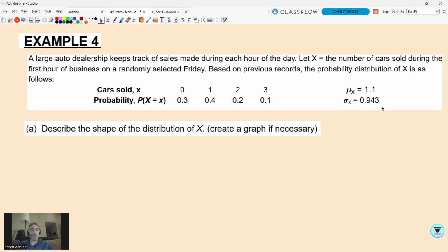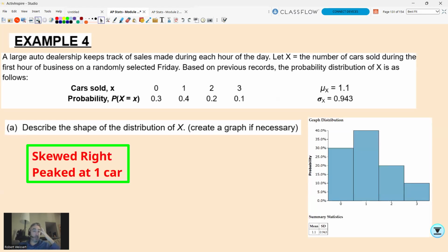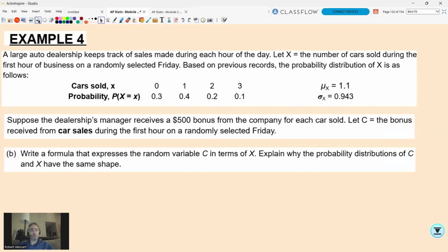So part A, describe the shape of the distribution, create a graph if necessary. So the graph would look something like that. That shape would be skewed right, peaked at one car. Now, suppose the manager receives a $500 bonus from the company for each car sold. We're going to let C equal the bonus received from car sales during the first hour on a randomly selected Friday. Part B, write a formula that expresses the random variable C in terms of X. Explain why the probability distribution of C and X have the same shape.